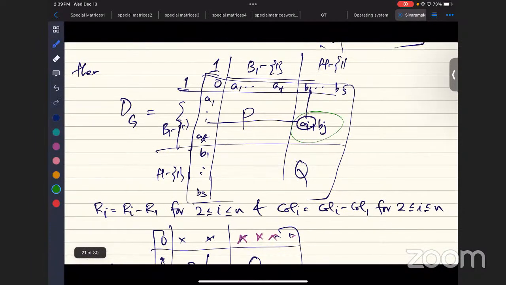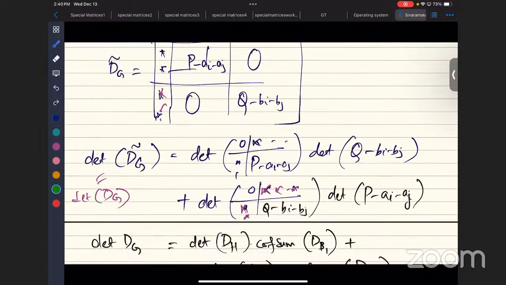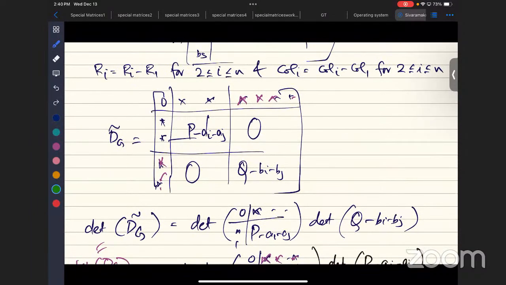Yeah? This AI plus BJ, why is it clear? If you take this as AI and this is BJ, okay. Then that row transformation process we're doing on the matrix, where every row is transformed as Ri changes to Ri minus R1, the first row. Okay. And similarly, every column is transformed to Ci minus C1, the first column. Okay, so from every row we are subtracting all these AI and BJ also.